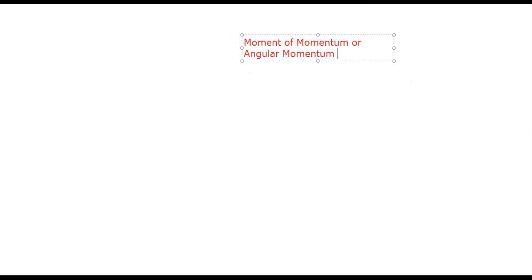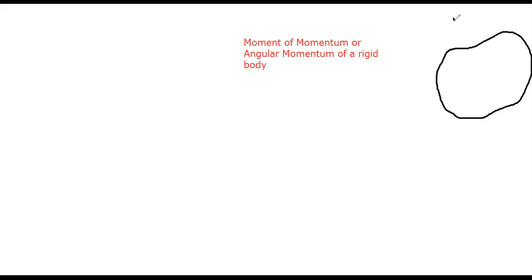Angular momentum of a rigid body, okay? So what do we mean by the moment of momentum or angular momentum? Let's suppose we have a rigid body. And let's call this rigid body beta, in the way we have been calling the rigid body configuration by beta, okay? Let's select a point on the rigid body, and let's call that point Q.